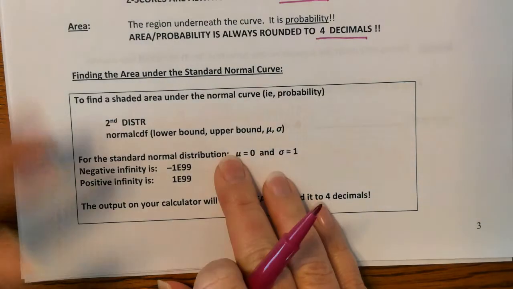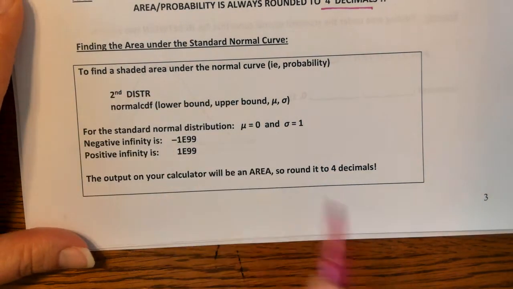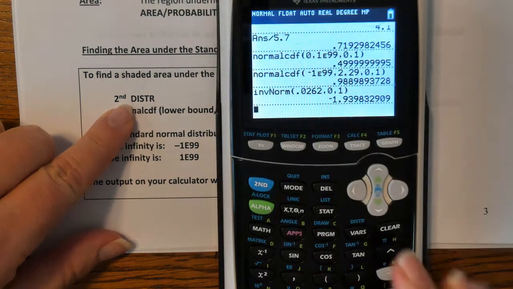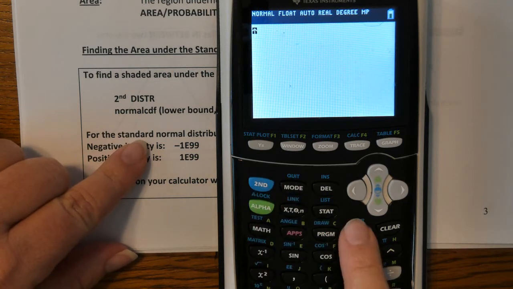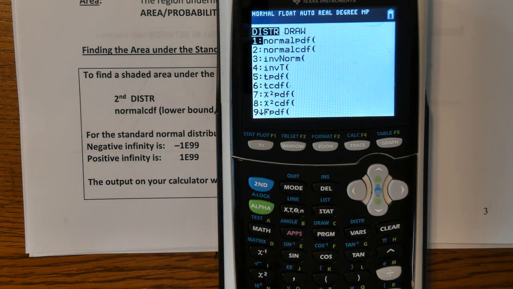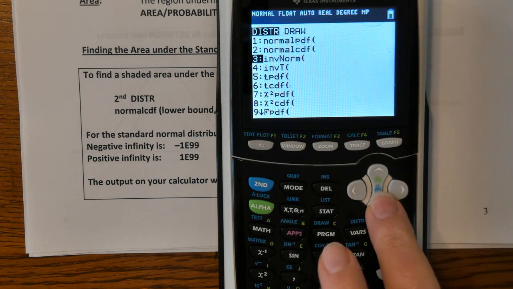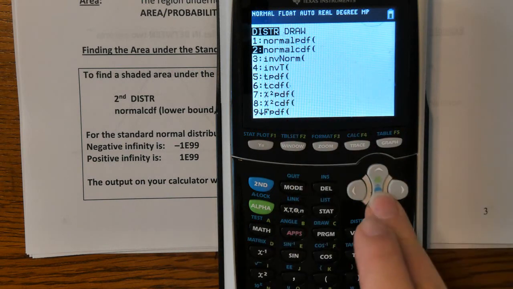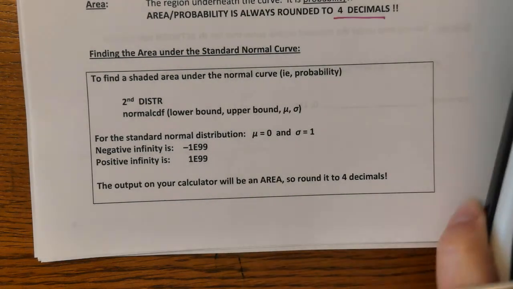Right here is the keystroke that you're going to use in your calculator, okay? We're going to go into the second distribution feature, which we had before on our calculator in Chapter 6. So second, and then this VARS button takes us into second distribution. We are going to be focusing on number 2 and number 3, normal CDF and inverse norm, okay? So we're always going to be picking option 2 and 3. I'll show you how to work that in just a minute, okay?